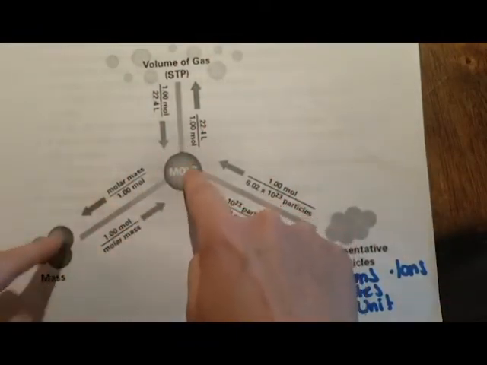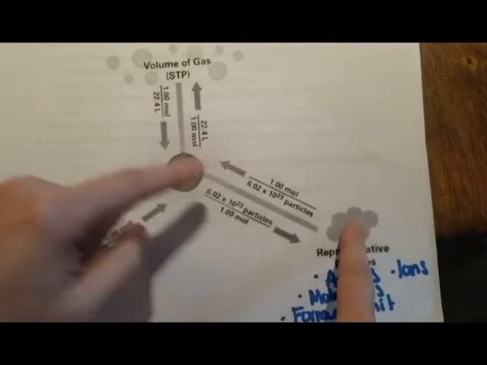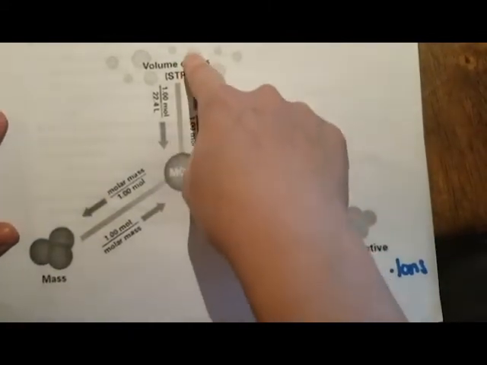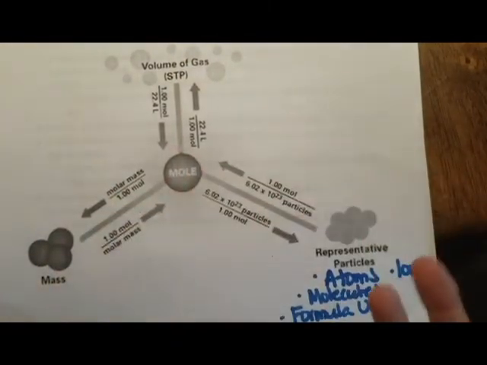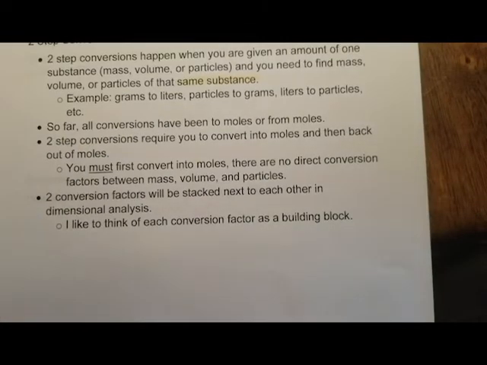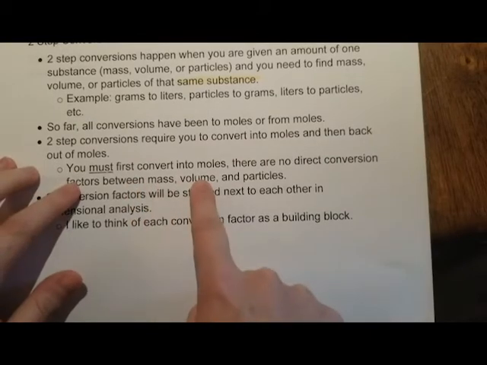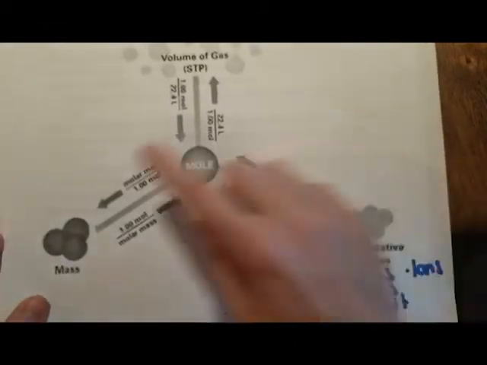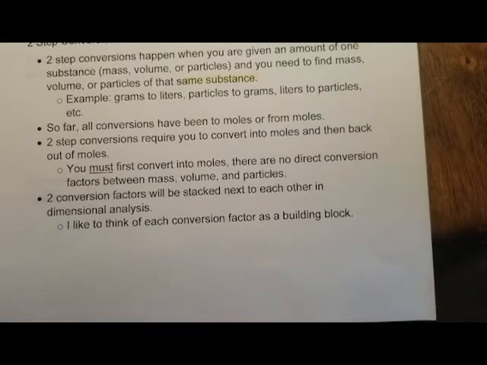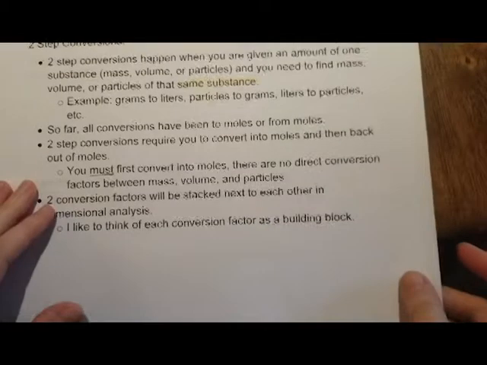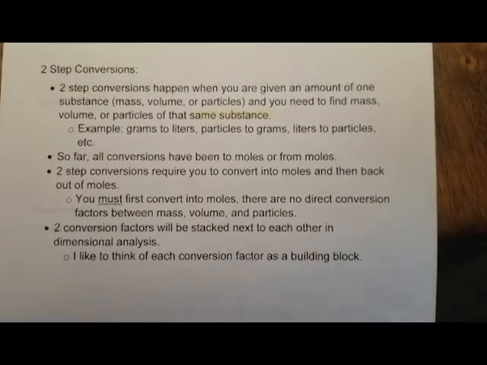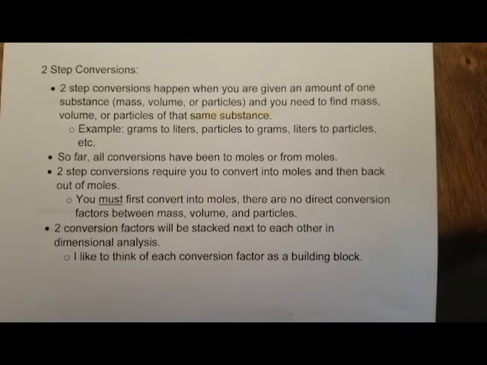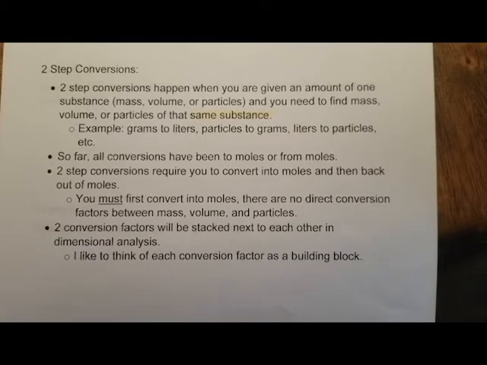So mass to mole to particles. We can go particles to mole to volume, volume to mole to mass. Again, our first step is always converting into moles. There is absolutely no direct route between these without that first step. I like to think of stacking these conversion factors on top of each other, kind of like Legos or building blocks. So you'll see that our train tracks will have slots for two conversion factors when we do this.